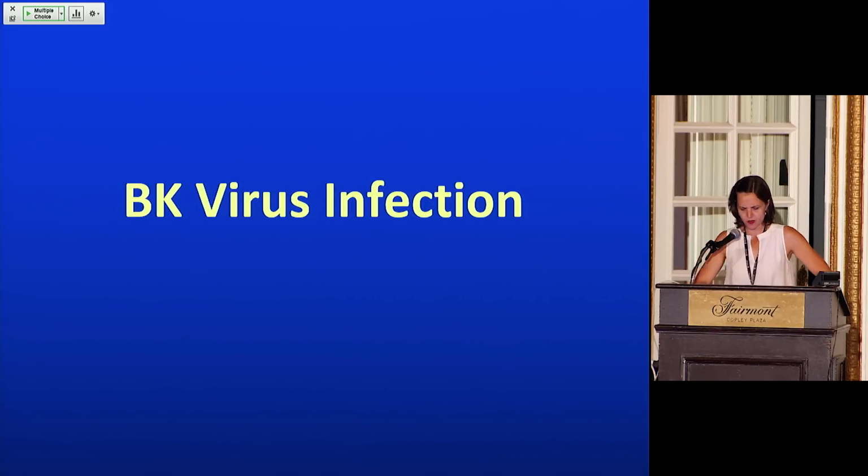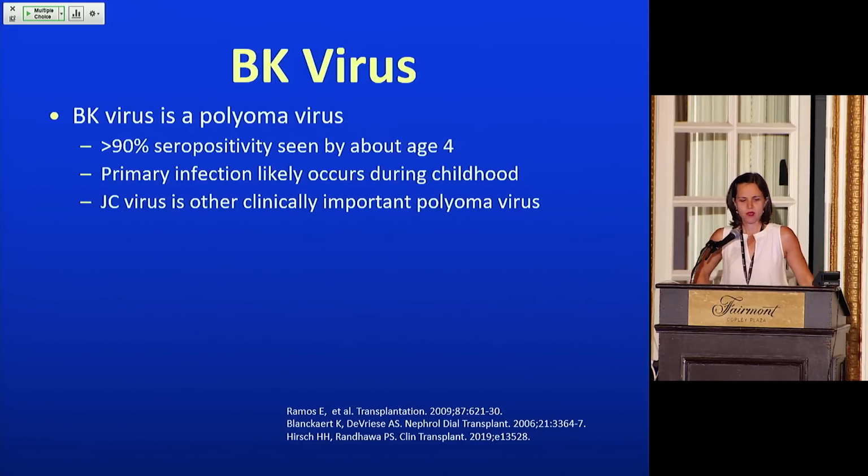So let's move on and talk about BK virus infection. BK virus is a polyomavirus. Greater than 90% seropositivity is seen by about age 4. So we think it's mostly an asymptomatic pediatric infection.